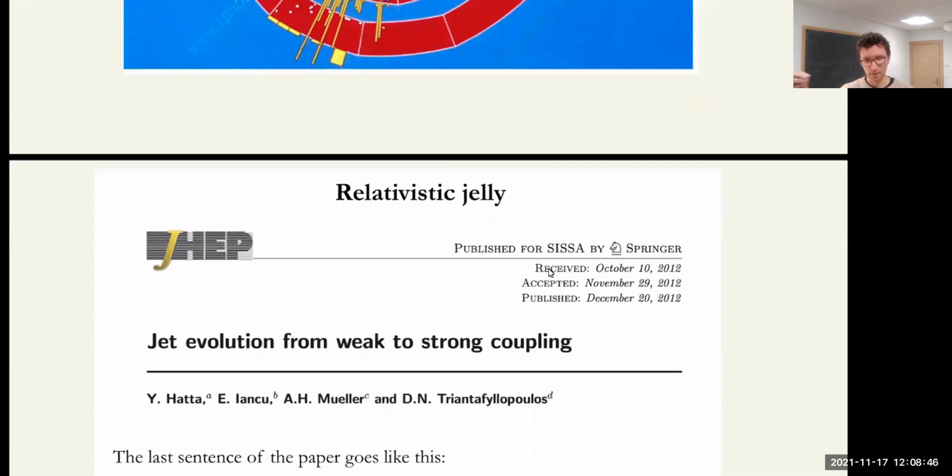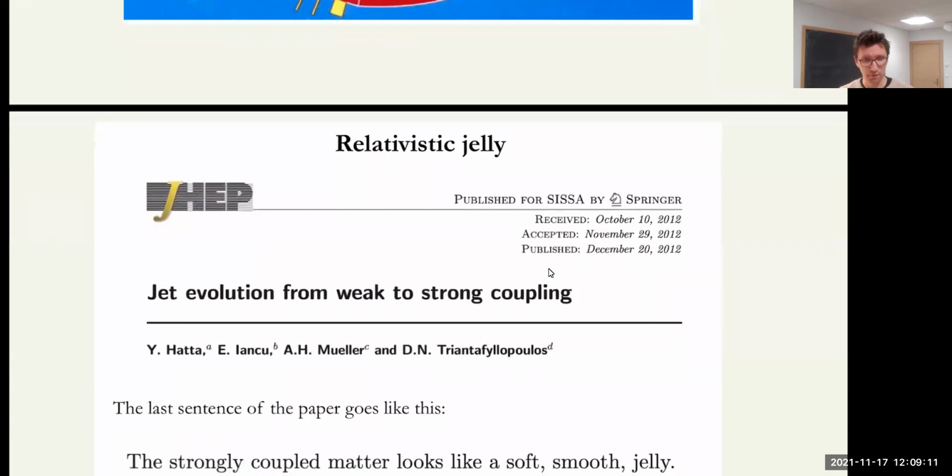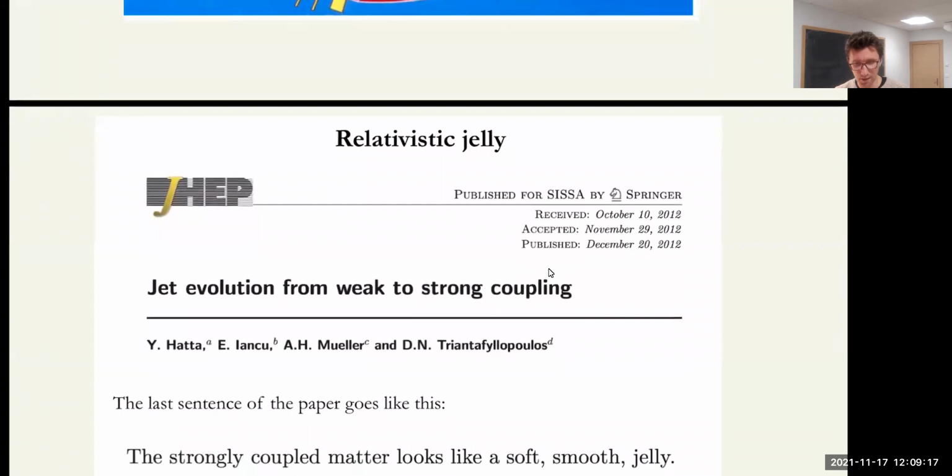They started with a state, the state evolved in time, and then they put their probe at some point with some resolution, and they tried to understand what kind of constituents the state has. At weak coupling, I showed you the picture. We understand what the constituents are. These are the partons, but at strong coupling, we expect that maybe there are none. And this indeed was the conclusion. If you look at the last sentence of their paper, they say the strongly coupled matter looks like a soft, smooth jelly.